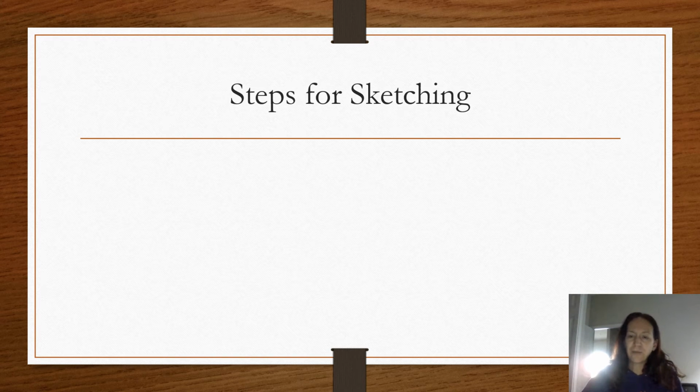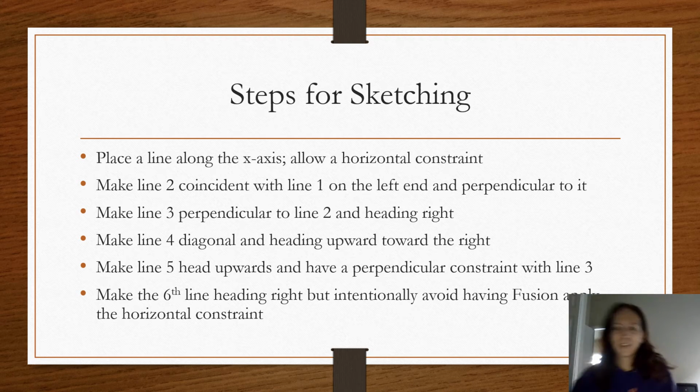So here are the steps for sketching, and for the purposes of this video, I am going to go through these very quickly. So in class, we will go through these much slower. So you're going to place the line along the x-axis, allow a horizontal constraint. You're going to make the second line coincident with line 1 on the left end and perpendicular to it.